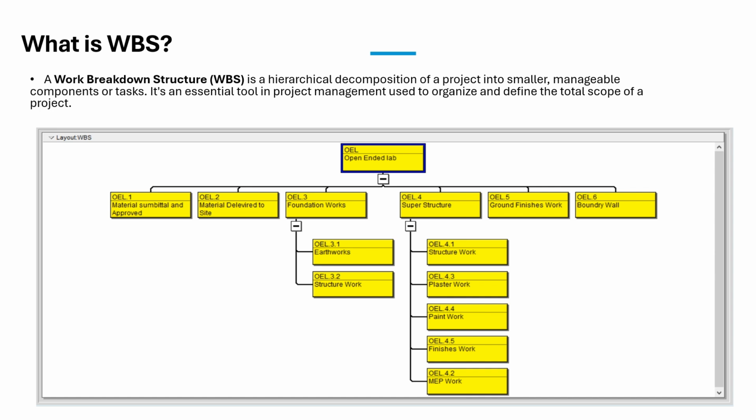For example, in our case study for a one-story building, we divide our project into 3 or 4 stages. Substructure phase, then superstructure, then we have ground finishes work, and also we have boundary work. So we divide it into foundation work, superstructure, ground finishes work, and boundary work.